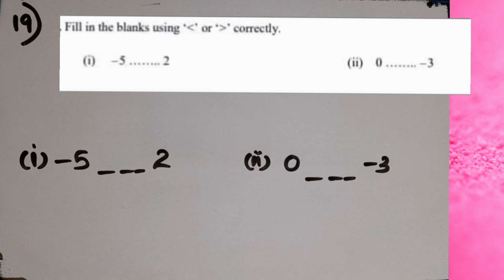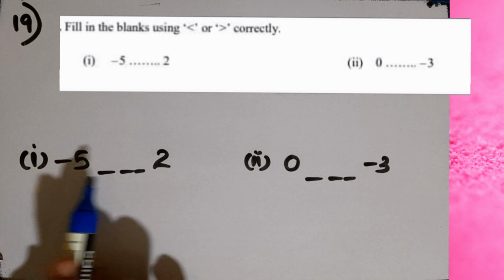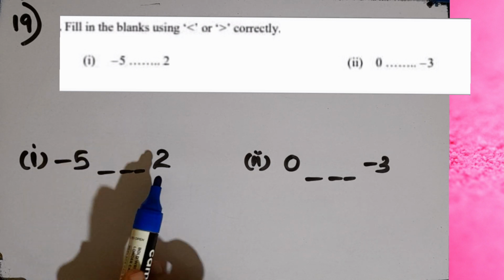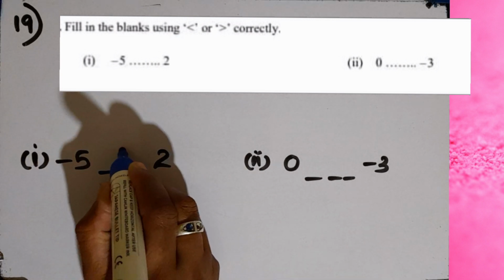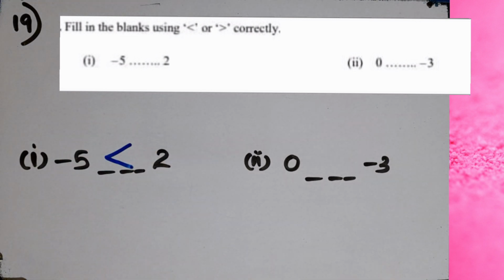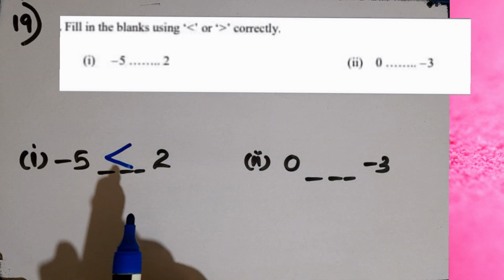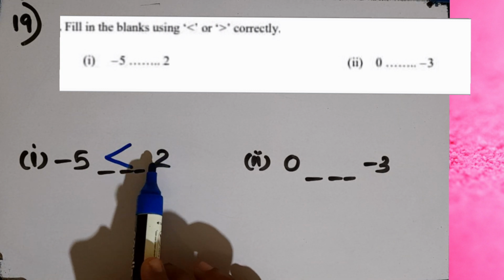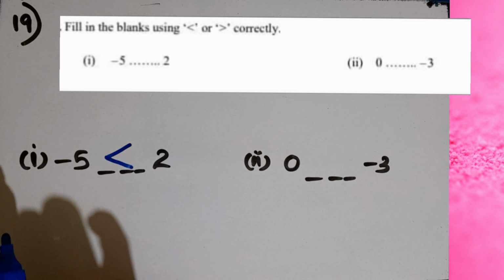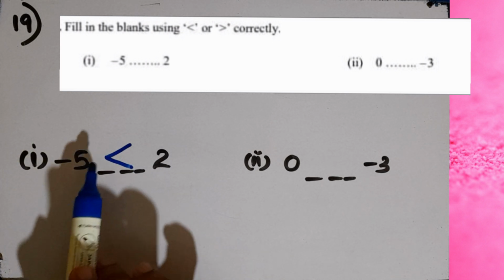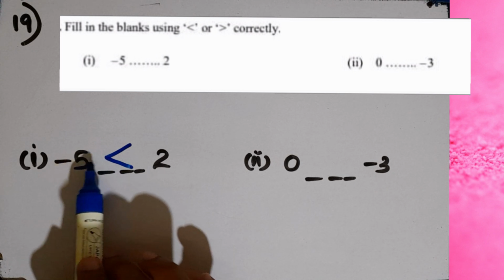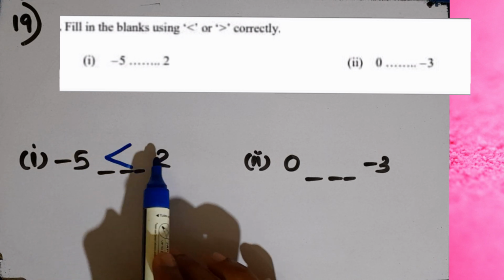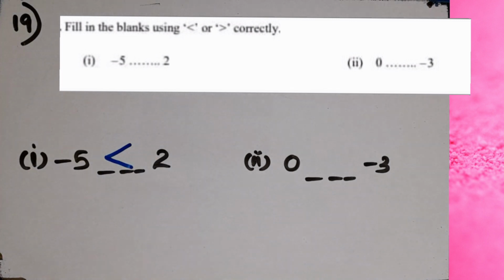Question number 19. Fill in the blanks using less than or greater than correctly. First one is given for us, -5 and +2. What is the largest one here? Greatest one is 2. So we can put the sign less than here. And the open part goes to the largest integer here. That is the way that we can memorize this one. The pointer goes to the smallest integer, then the open part goes towards the largest integer.